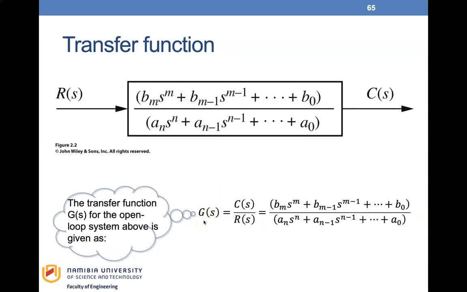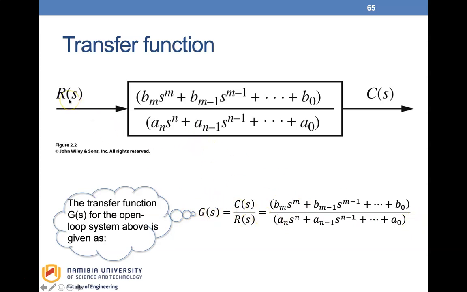Again, if you have it in this form, this is your differential equation that is in the system, or this is the representation of your system. And so your g of s is c of s over r of s, which is given as this value that is in the box, which is a transfer function. So what you have in here is actually your transfer function. So the transfer function g of s is c of s over r of s, which is this quantity. This is how you understand this.